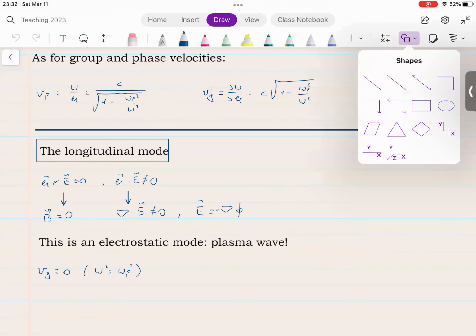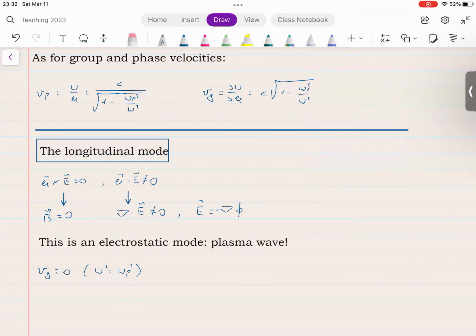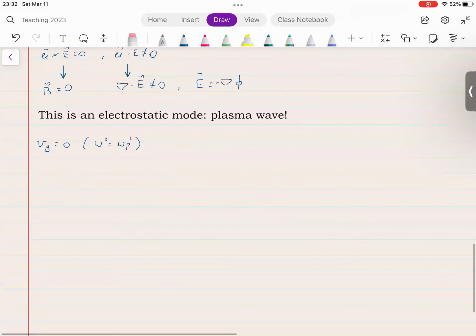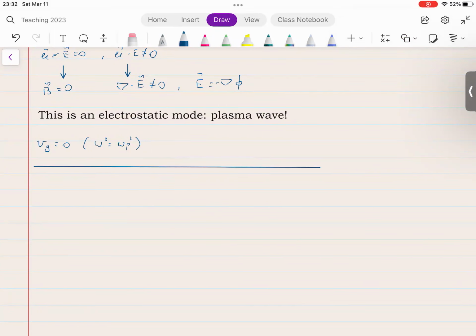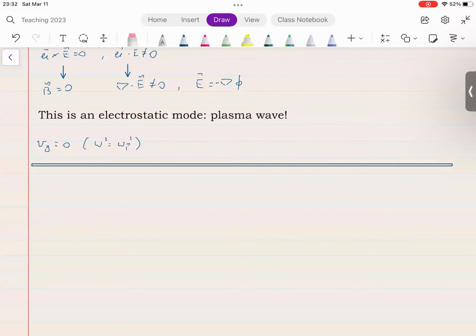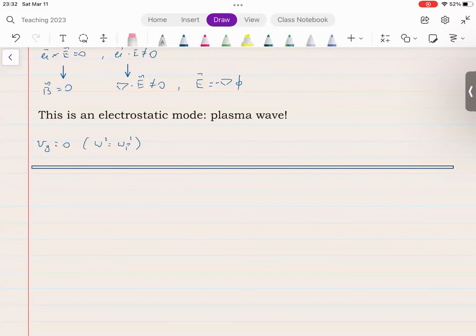Let's now move to something just a little bit different. Oops, I don't want to do it this way because I can't make a straight line ever. So I need to trick the system this way.